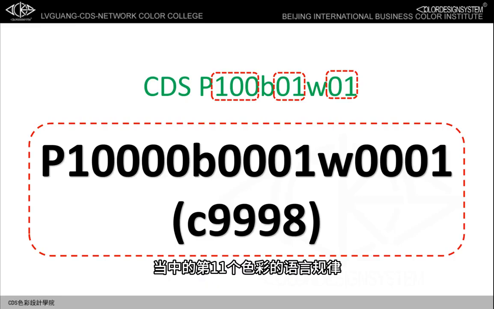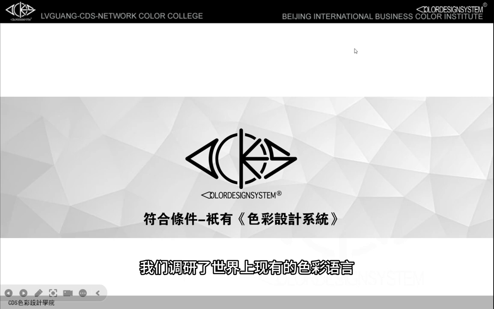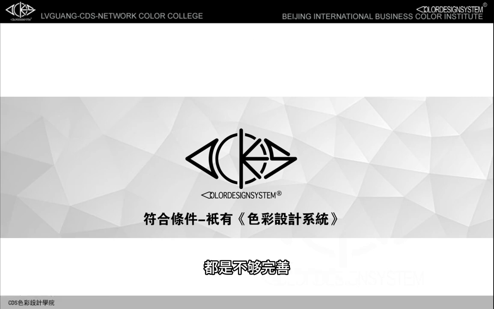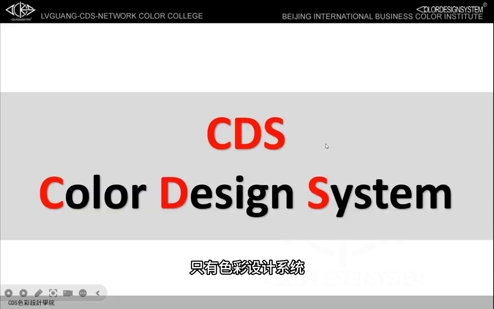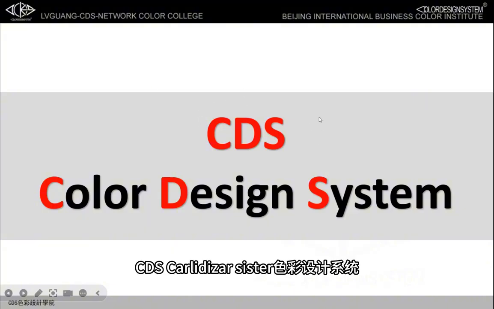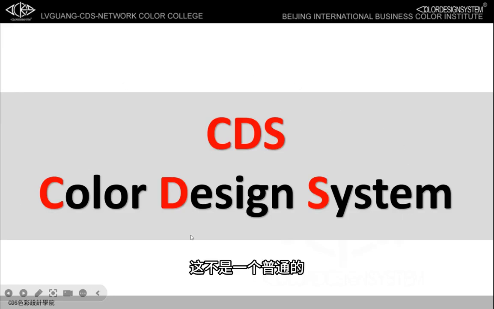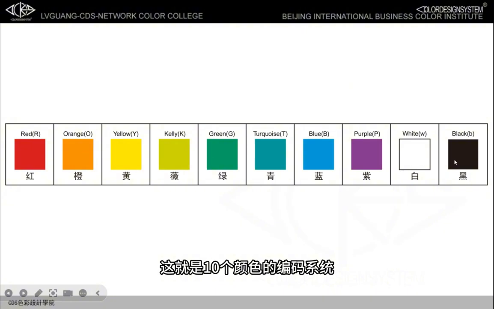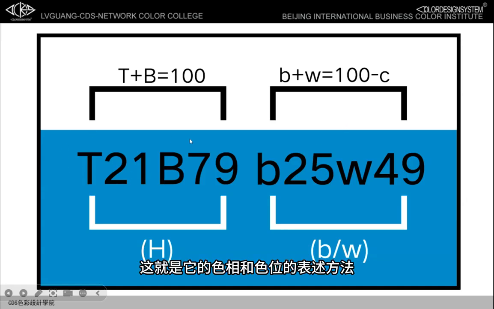The 11th color language law. We surveyed the world's existing color languages. They are not perfect, and none is in line with this color system. Only the color design system, CDS, Carladizer Sister Color Design System. This is no ordinary color system in the general sense. It is a company-owned personal intellectual property, an independent color design system and coding. So this is the 10-color coding system, its typical color language. This is how its hue is expressed.